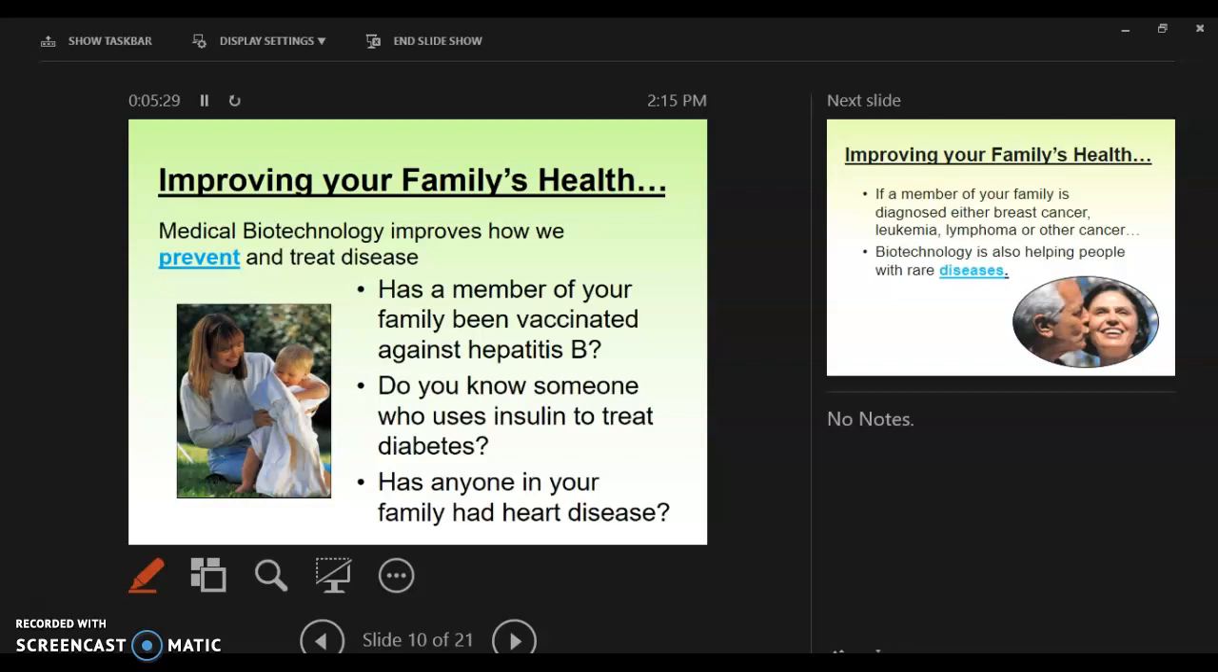So medical biotechnology is going to help improve how we prevent and treat diseases. If you've ever had, or your family member has ever had, hepatitis B, which is a shot, I had to get that before I went to college, and I think even before. Or do you know someone that uses insulin? You'll find out later on when we study the history that insulin was made through biotechnology.